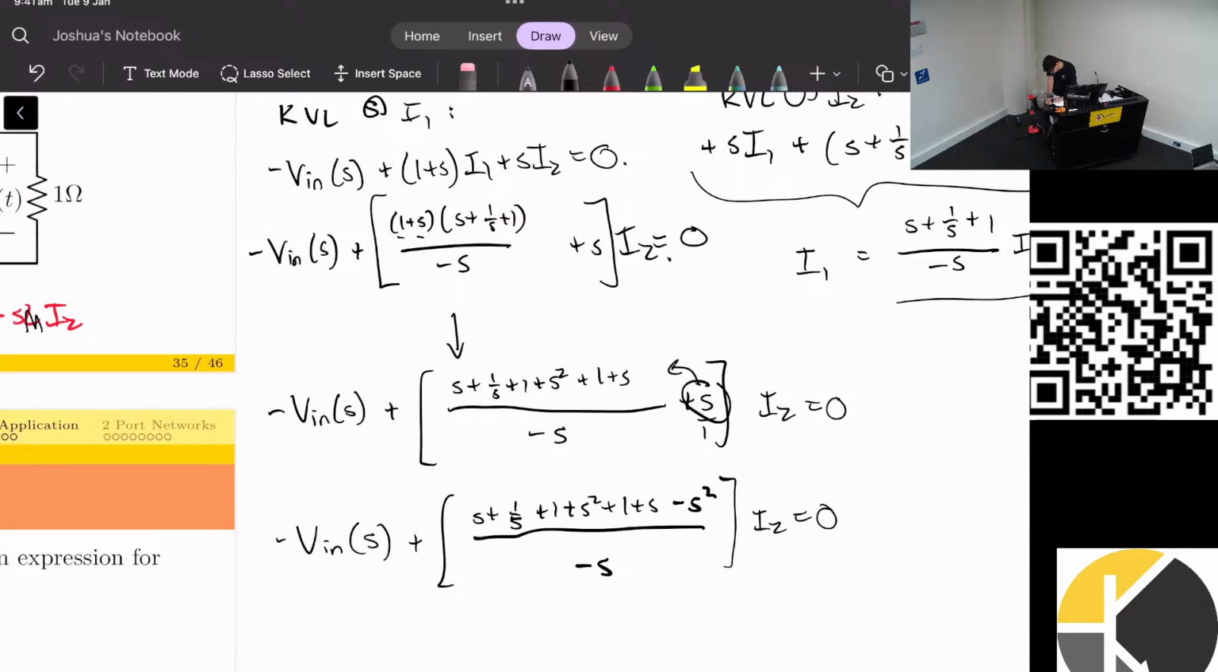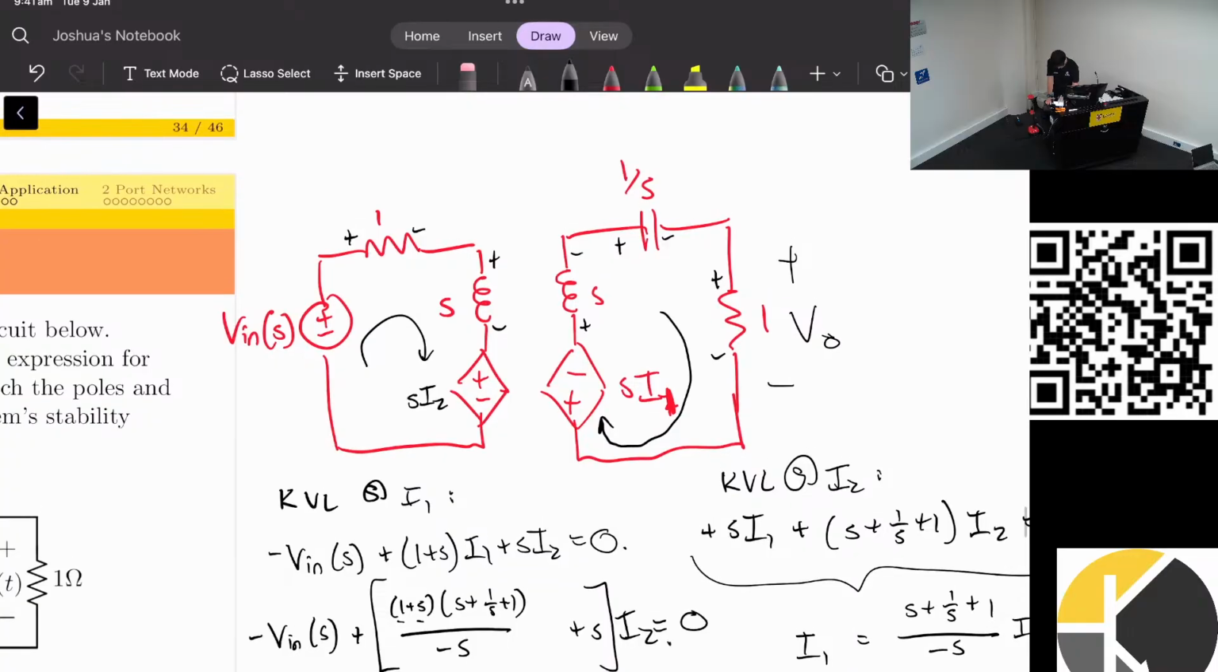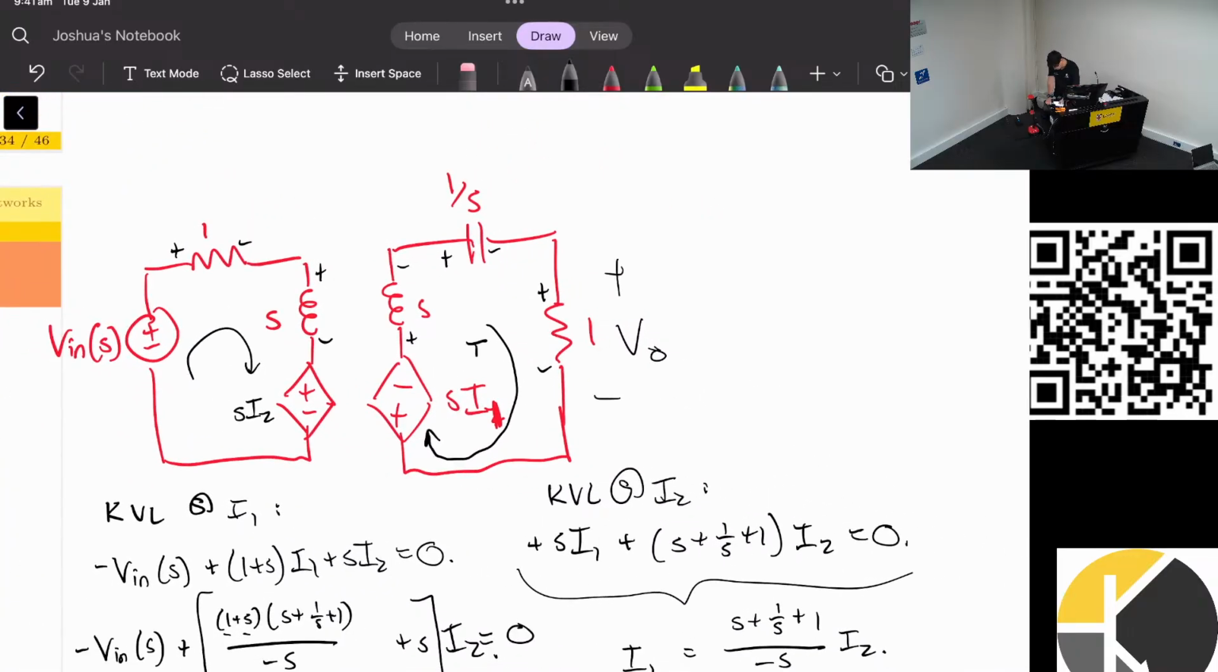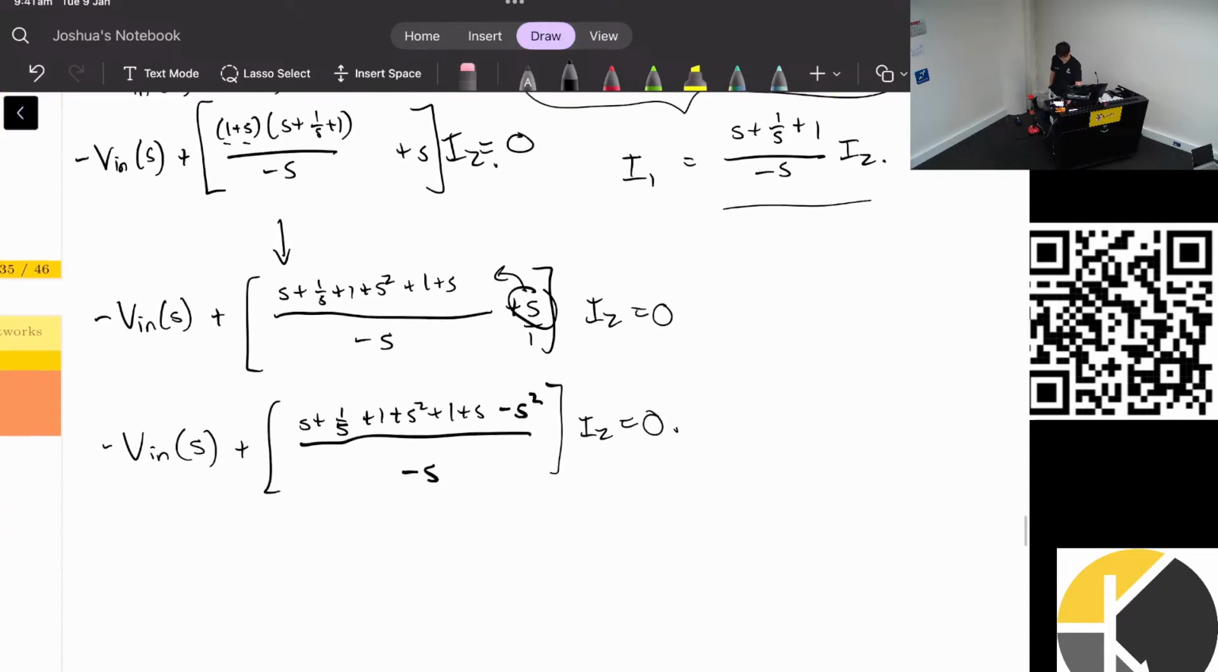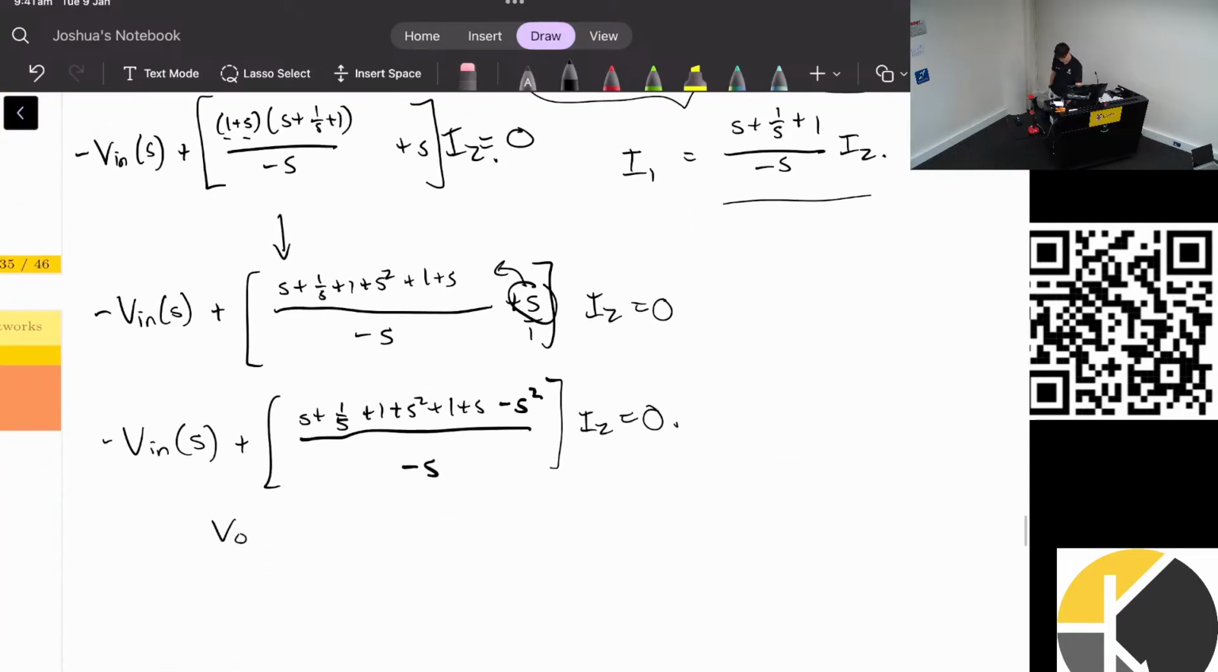I2. Question is, how is my current I2 related to my output voltage? It's I2 times the 1 ohm resistance. Yeah, that's right. So Ohm's law basically. So we have V0 is I2 times the 1 ohm resistor, which is just I2. So I can actually just replace I2 with V0. They have the same value.